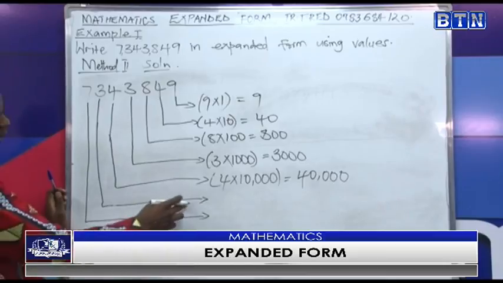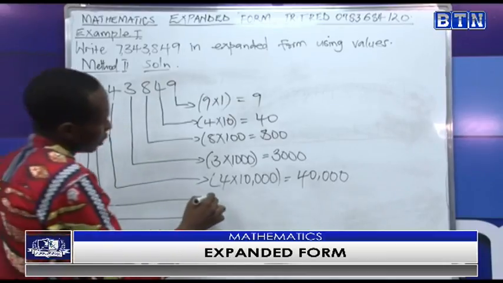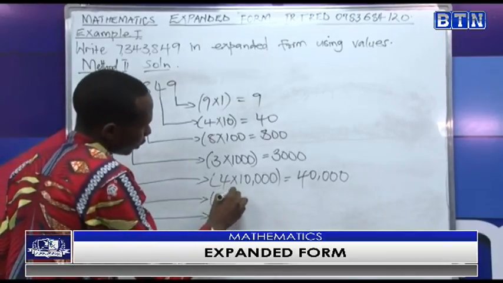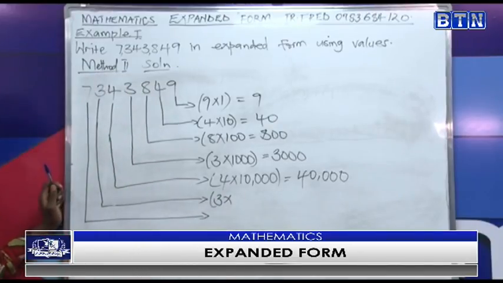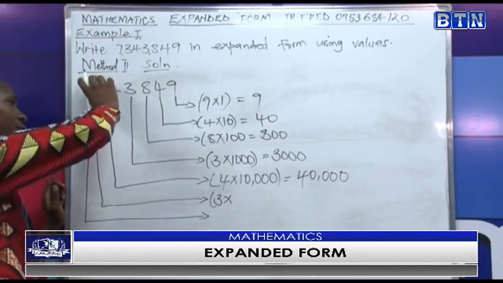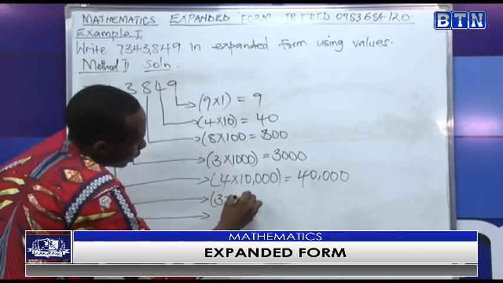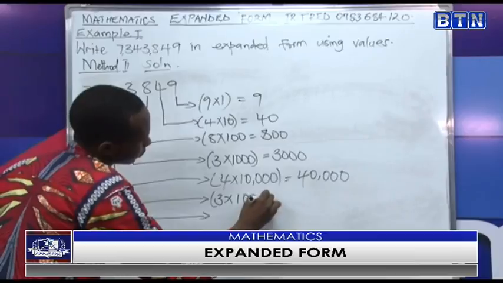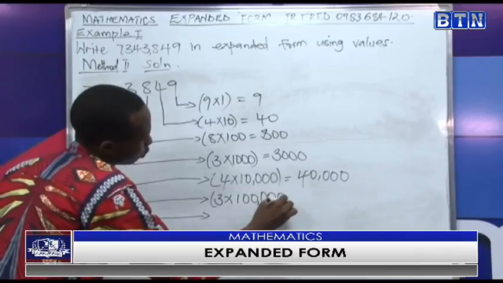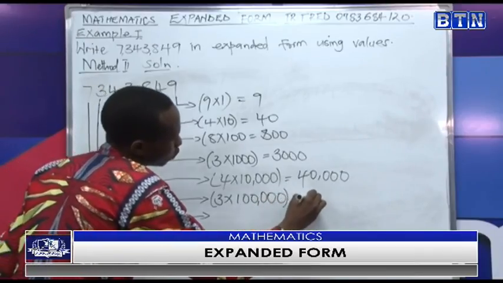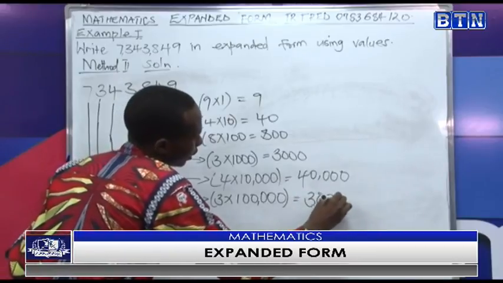After that, we shall come to the next digit, which is 3. So we shall have 3 times 100,000, because 3 is under the place value of 100,000. So we shall say 3 times 100,000, which will give us 300,000.